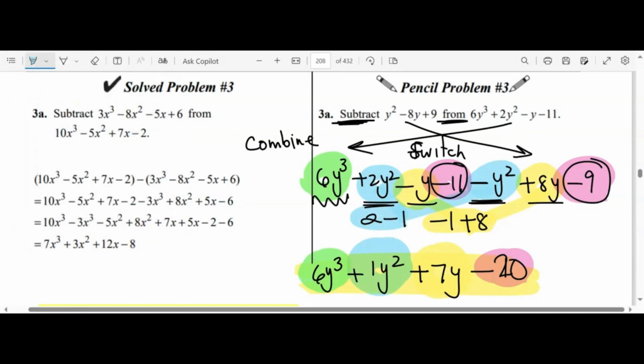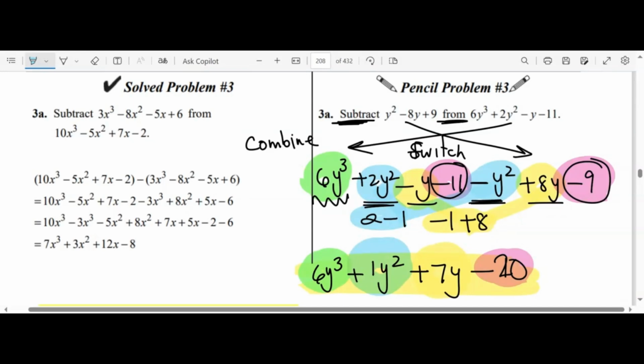Then you go to the next one, which is y. So you have negative y minus negative 8y. No, plus. So it becomes negative y plus 8y. That gives you 7y. Go on to the next. Here is the number, which is negative 11 minus 9, gives you negative 20. So step by step like that.